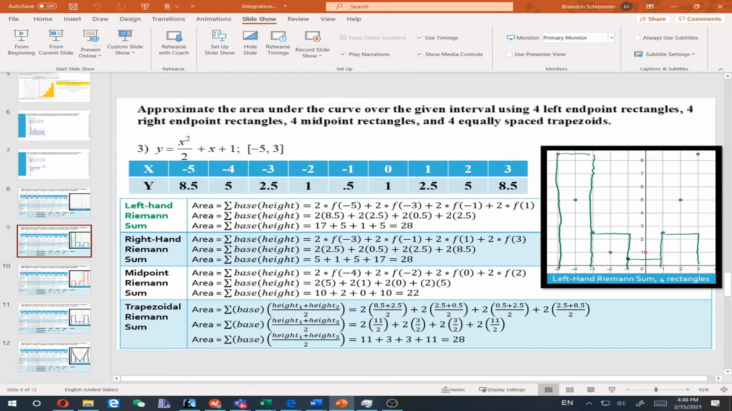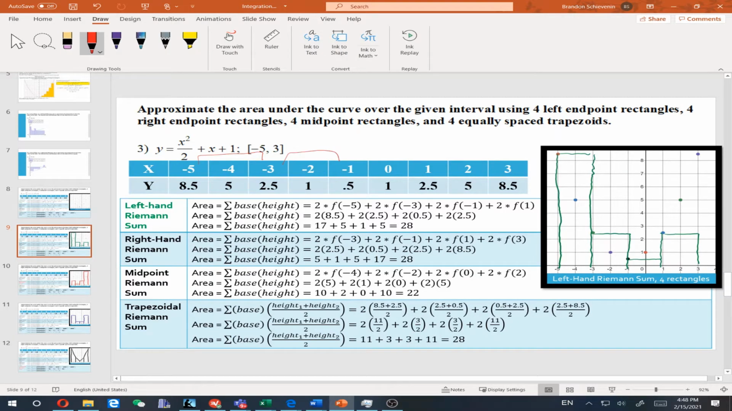So my rectangles right now look like this, with heights from the left side for each one. So 8.5 by 2, 2.5 by 2, 0.5 by 2, and 2.5 by 2 to get the areas of all of these spaces. Sarah, any questions on left-hand Riemann sums?